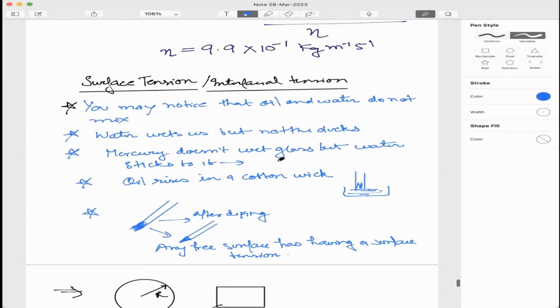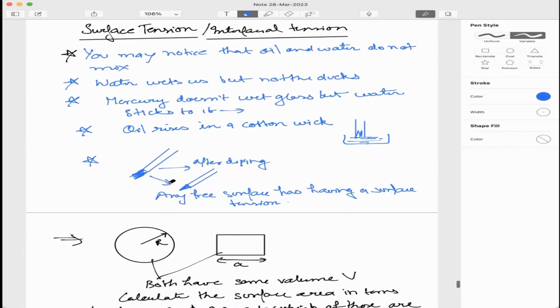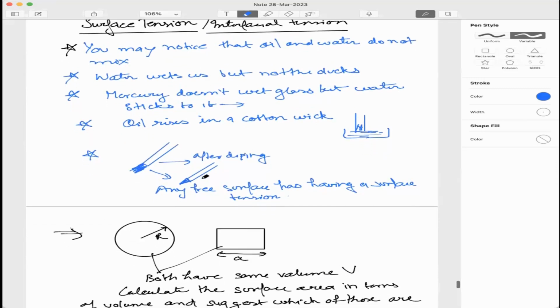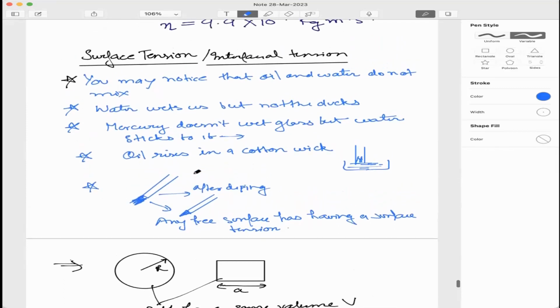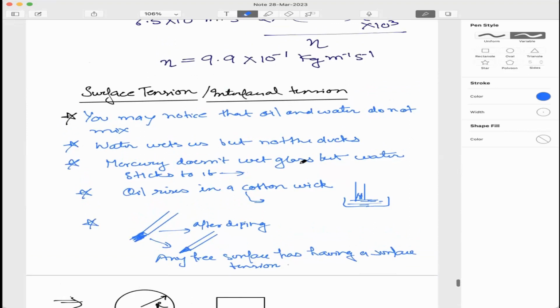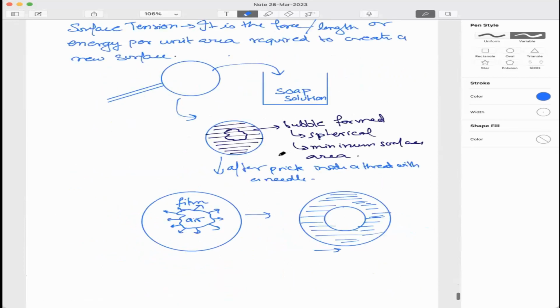Even what I told you earlier, why it becomes a sharp edge, is because of the surface tension minimizing the surface area. Water rising in a cotton wick is also because of the surface tension. We will discuss this phenomenon in detail. Mercury does not wet glass because it is hydrophobic to the surface, and hydrophobicity and the wetting properties, wetting is also defined with the help of surface tension. Okay, so that's about the surface tension.